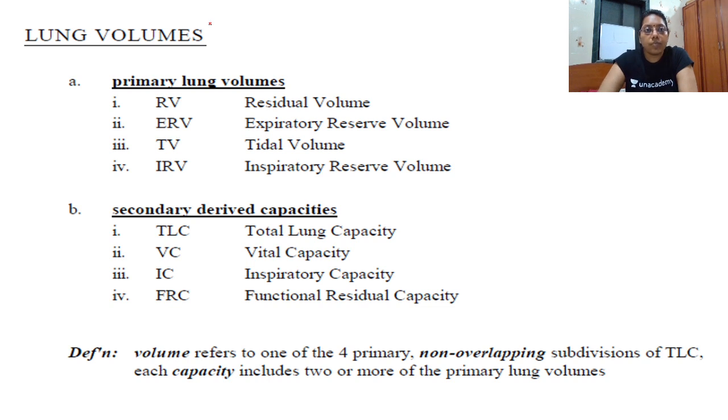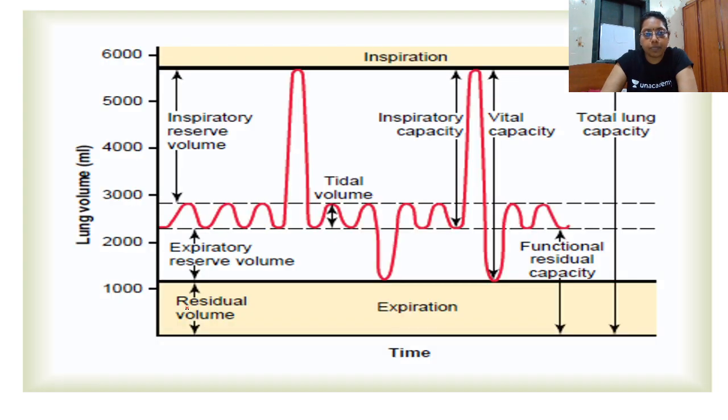I'll give you the full forms: residual volume, RV, expiratory reserve volume, ERV, tidal volume, TV, and inspiratory reserve volume, IRV. Combinations of these are called capacities, where we have four capacities. We have total lung capacity, vital capacity, inspiratory capacity, and functional residual capacity.